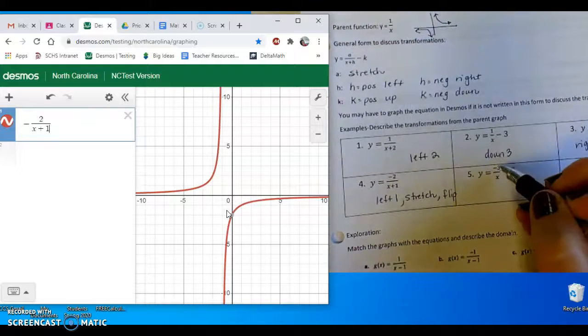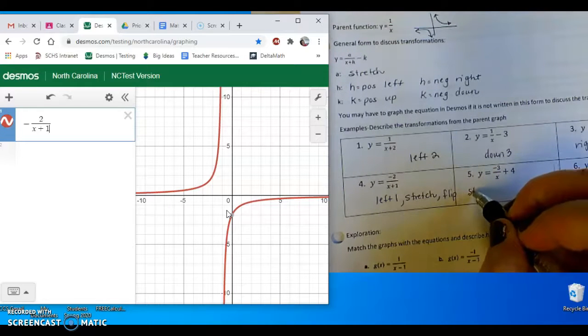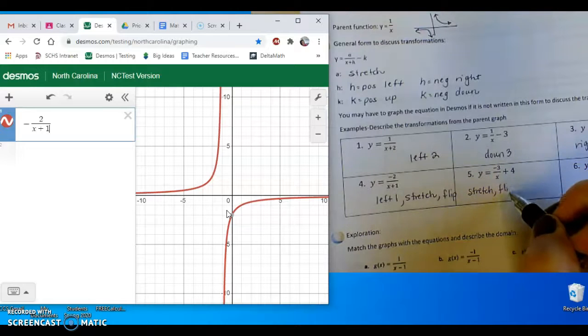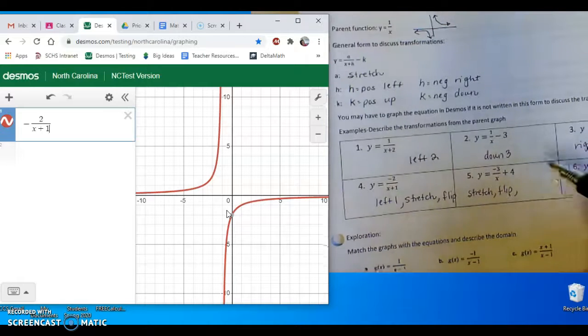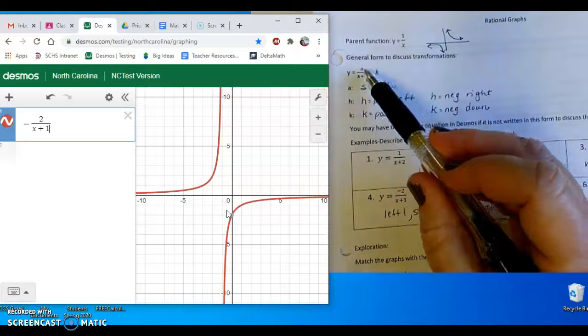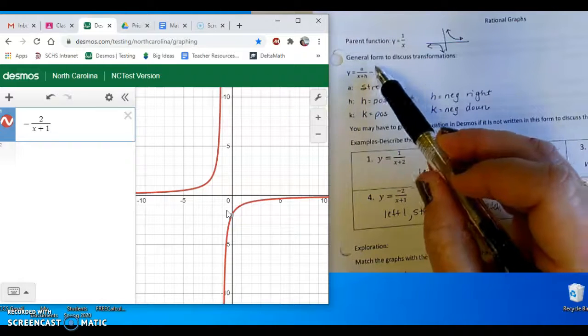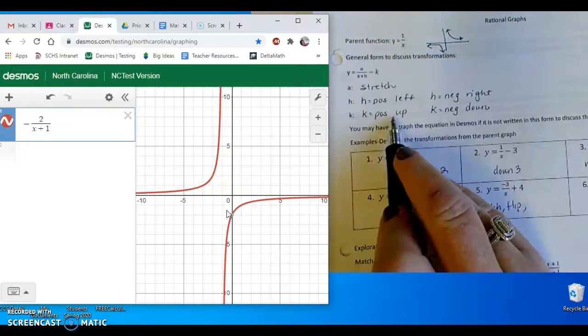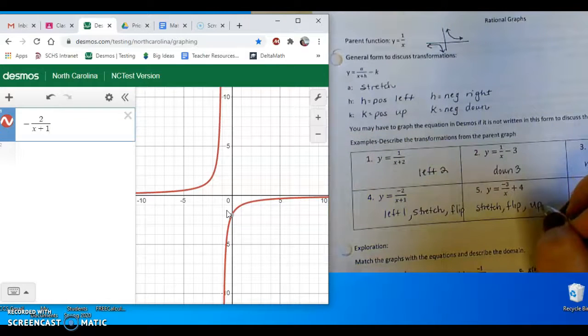Okay? So, again, the 3 is a stretch. The negative is a flip. Alright, the 4 is out here on the outside, the K. It's a positive 4. If K is positive, it's moving up, so this is up 4.